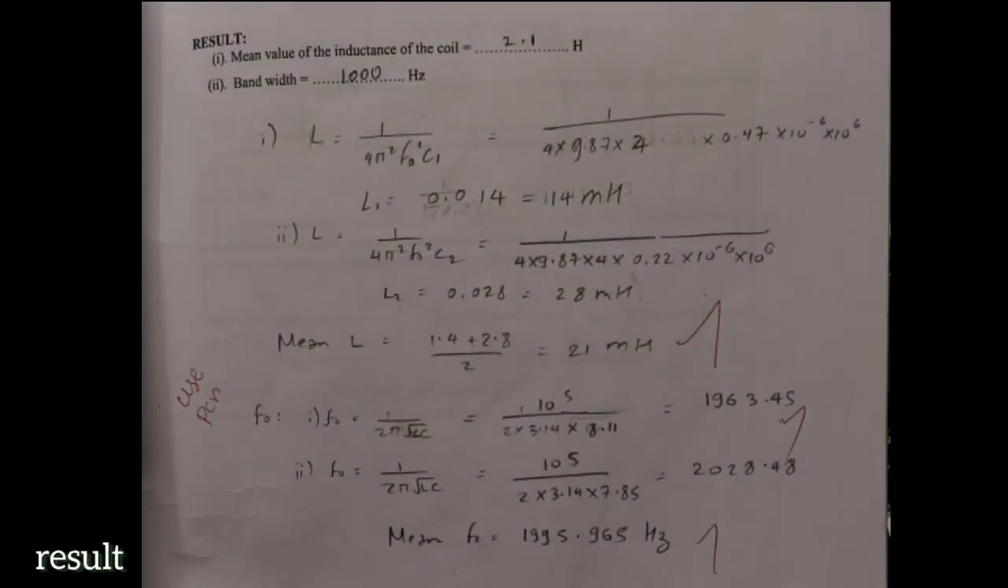Finally, for the result, you have to calculate the value of L for both the C1 and C2 capacitors. When you find L, that will be the result. Then you get the mean value of the inductance of the coil from those two. You also have to find f naught for the two capacitance values. You do not find a mean f naught like I have here, because they are two different resonance frequencies for two different circuits. But that's all for this experiment, and bandwidth you have to fill in from the graph.